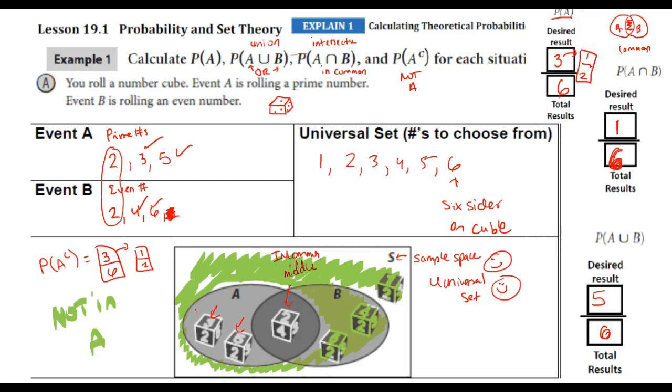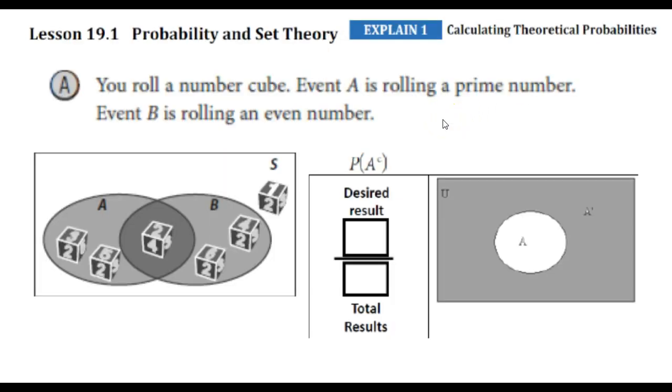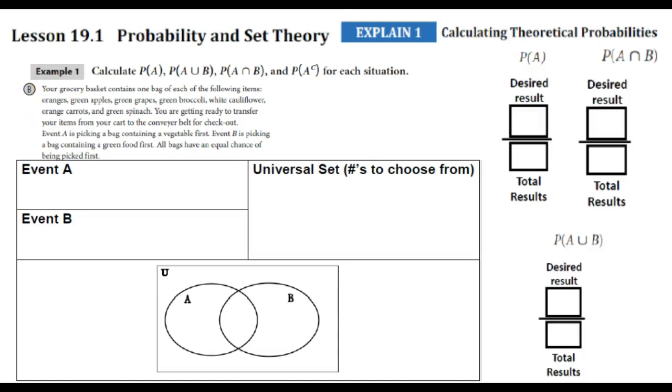All right, let's move on to part B. We were doing that already on the last page, so I'm going to skip that. Again, we're going to calculate the probability of A, either the union, what they have in common, A and B, and what's not in A. First things first, let's read the situation so we can identify our A and B. Your grocery basket contains 1 bag of each of the following.